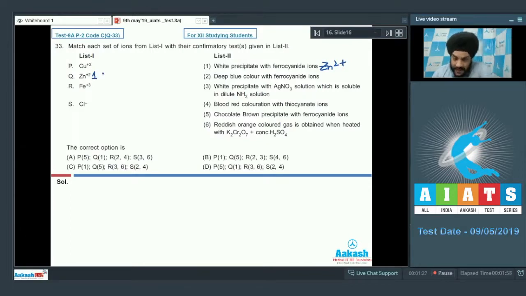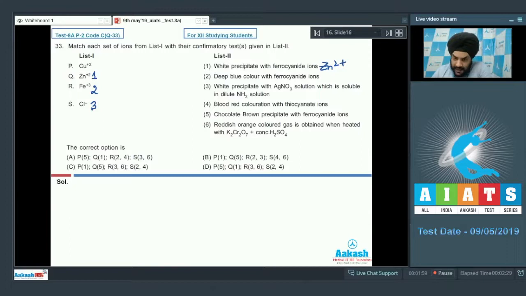If you look at the next option, deep blue color with ferrocyanide ions. So looking on the ions given in the left hand side, we can clearly see that only the Fe3+ ion is going to give deep blue color with ferrocyanide ions. So we have R match with 2. If we talk about the third option now, white precipitate with AgNO3 solution, which is soluble in dilute ammonia. So it is AgCl, the white precipitate. So S will be matched with 3.